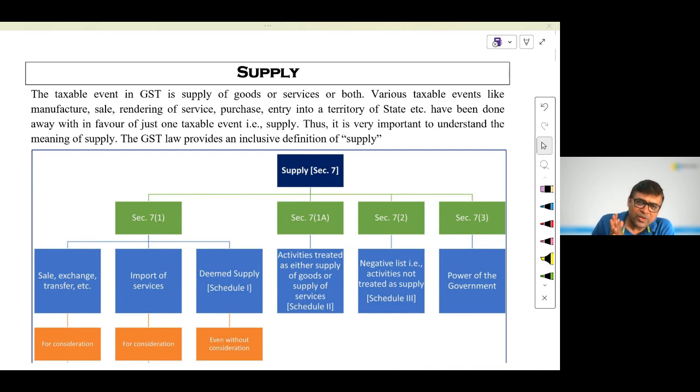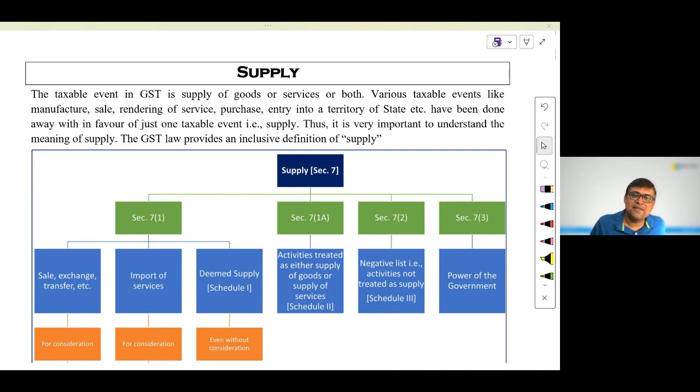GST. When is it triggered? The taxable event in case of GST, that is goods and service tax, is supply. If there is a supply, then GST may be triggered. Unless and until there is a supply, GST is not applicable at all. So first, question number 1: we are supposed to understand what is the meaning of supply.